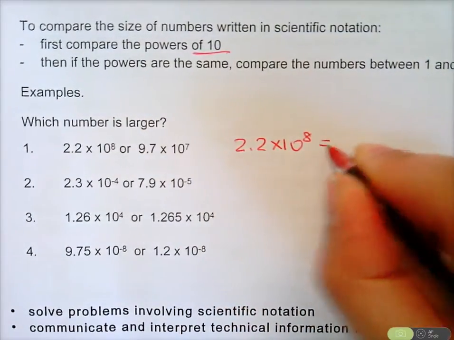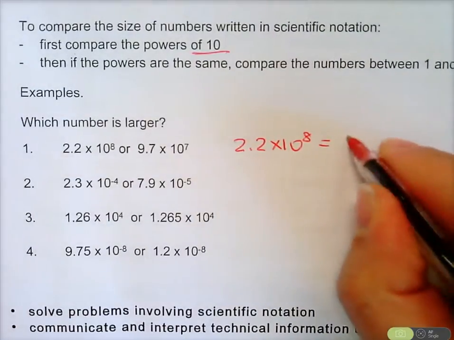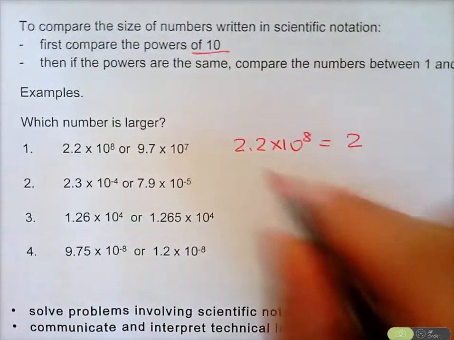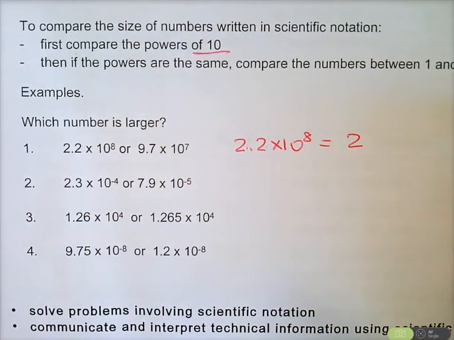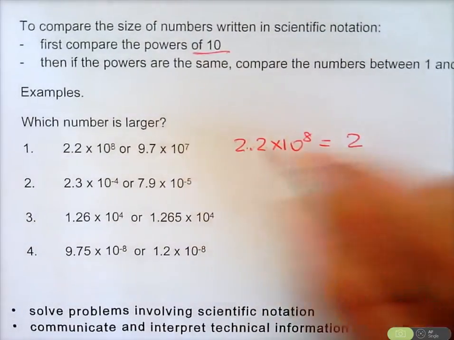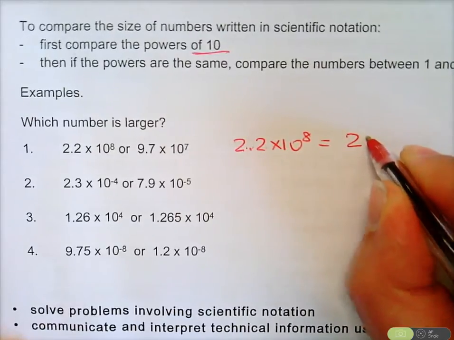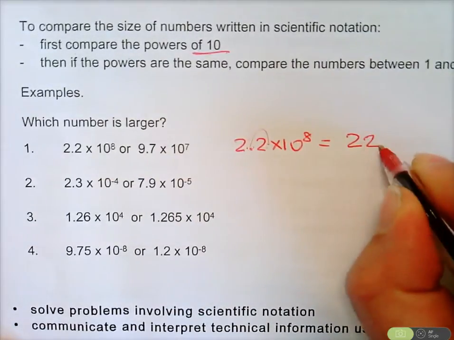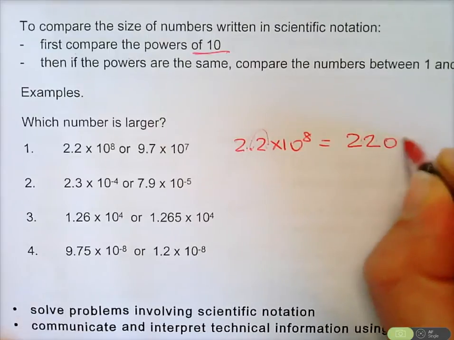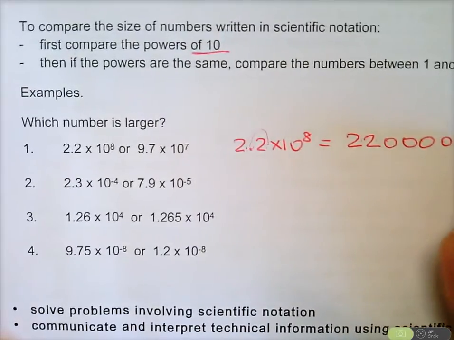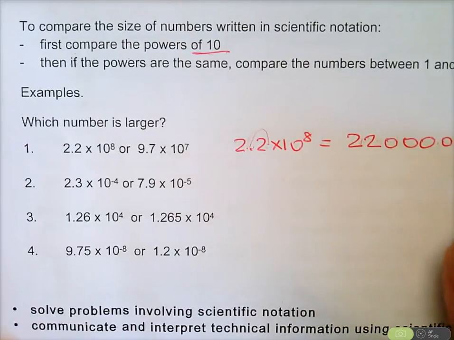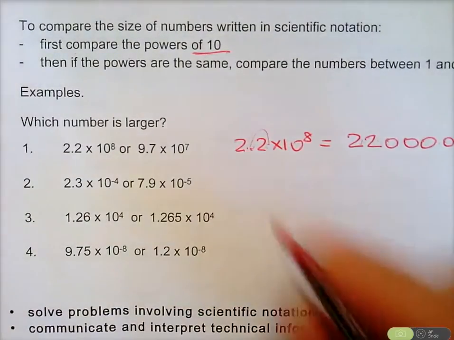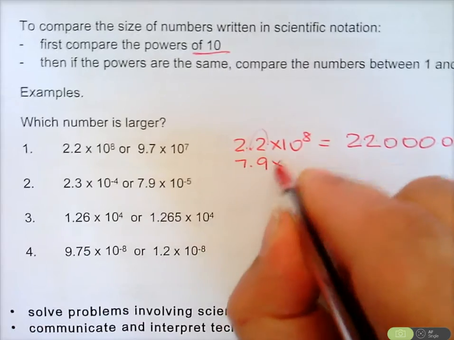I'm going to write that out for you. How do you write that out, by the way? 2. I have to jump 8 places. I've jumped 1 and fill the rest in with zeros. 1, 2, 3, 4, 5, 6, 7, 8. That's the first number.